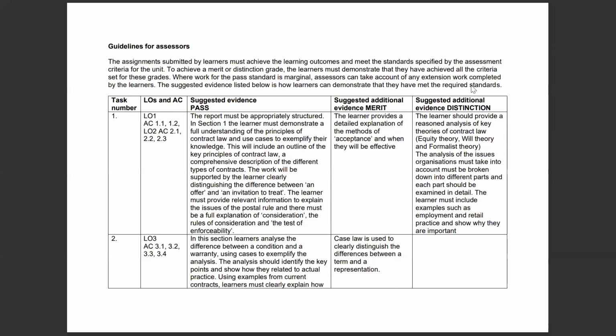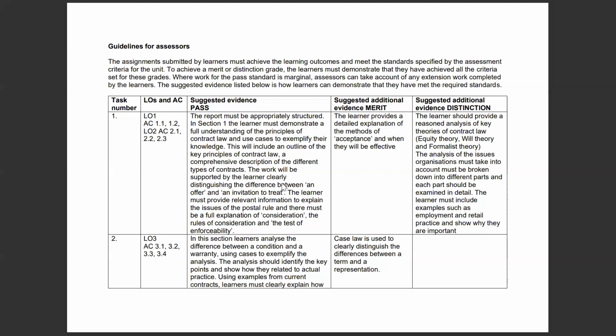Where work for the pass standard is marginal, assessors can take into account any extension work completed by the learners. The suggested evidence below is how learners can demonstrate that they have met the standards. So these are some of the things you could have looked at in regards to assessing the standards. So task 1, learning outcome AC 1.1, 1.2, learning outcome AC 2.1, 2.2, and 2.3.